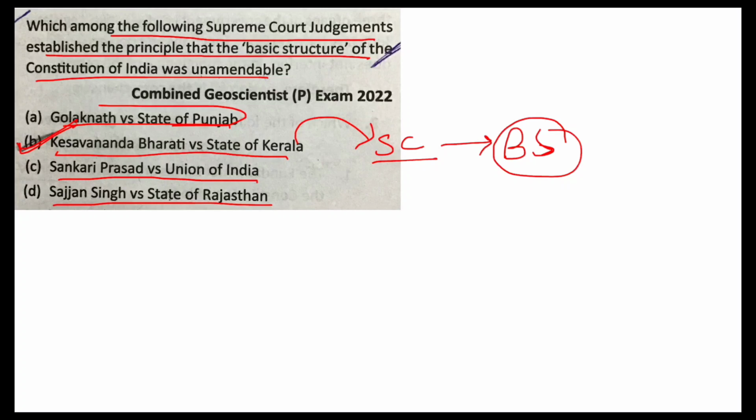Golaknath versus the State of Punjab. Here the Supreme Court ruled that Parliament cannot take away or abridge any of the fundamental rights. And Shankari Prasad versus Union of India. Here the Supreme Court ruled that the power to amend the fundamental rights lies under Article 368. Next.